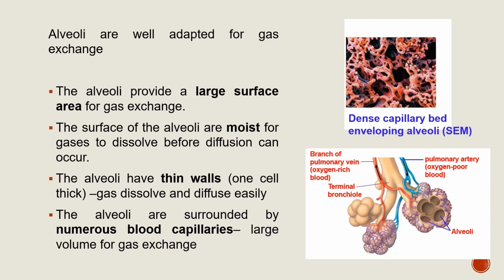Alveoli are well adapted for gas exchange, as they provide a large surface area for gas exchange. The surface of the alveoli is moist for gases to dissolve before diffusion can take place. The alveoli have a thin wall, only 1 cell thick, where gases dissolve and diffuse easily. The alveoli are surrounded by numerous blood capillaries, which contribute to the large volume of gas exchange.